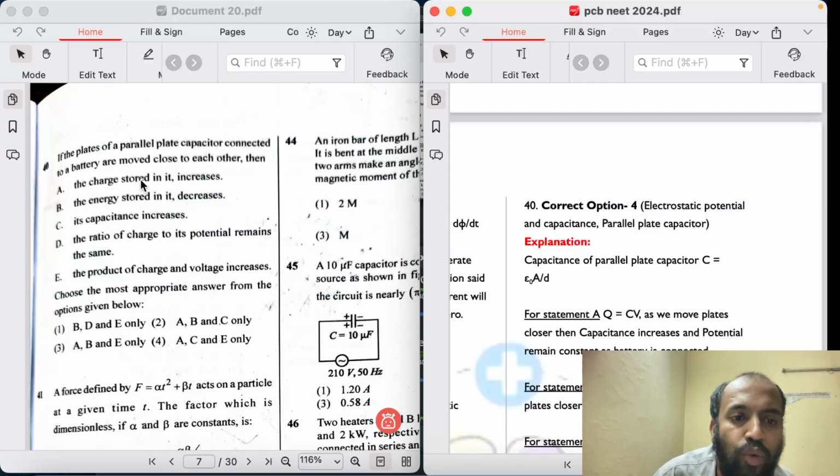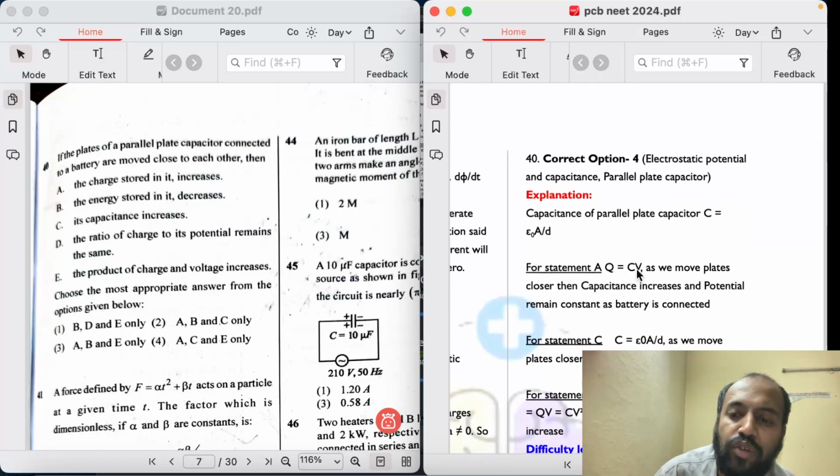The charge stored in it increases. So charge is equal to C into V, we know, and potential will remain constant as the battery is connected. So we can say that the charge will depend on capacitance and voltage, but voltage remains constant. Capacitance will increase if the distance is reduced, so as a result the charge should increase. So this statement is true.